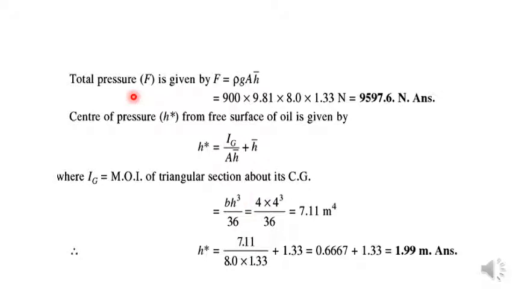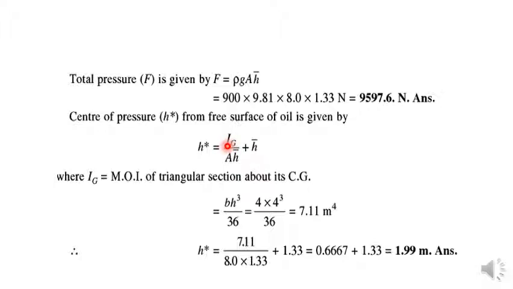So if you are interested to calculate the total pressure, the first part of the problem statement, problem number 4, then we have the formula rho g A h bar. You input your values and you get your answer as 9597.6 newtons. The center of pressure you can calculate by using the same equation. For that you need to calculate Ig.